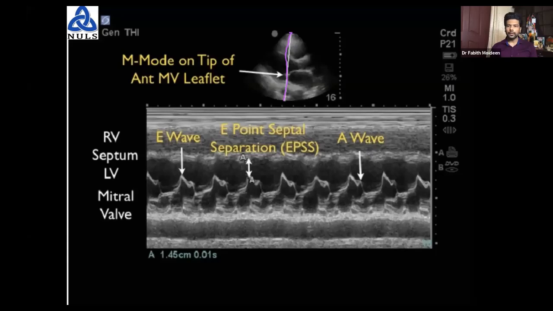Okay, fine. So if you put an M mode in the parasternal long axis, you will see the mitral valve like that. So this is the E wave and that's the A wave. I told you that's the E wave. And what you're going to do is see the distance. How close is the septum coming to the mitral valve? See, this is the mitral valve, and how close it's coming to the septum. If you measure this distance, there are so many studies which say that.